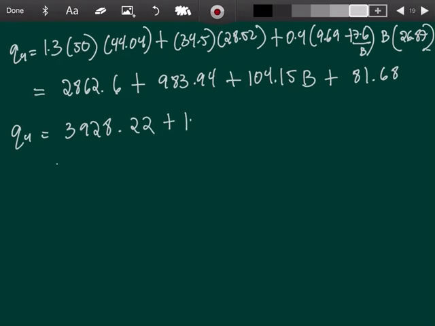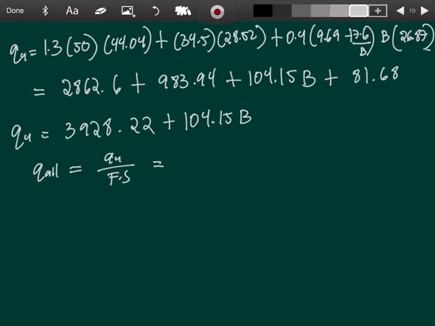3928.22 plus 104.15 B. So, that is our QU. Para saan ang QU class? Kasi nga, ang gagawin natin, kukunin natin ang B, i-equate natin yung Q allowable is equal to QU over factor of safety.